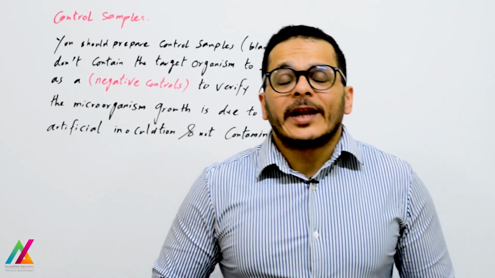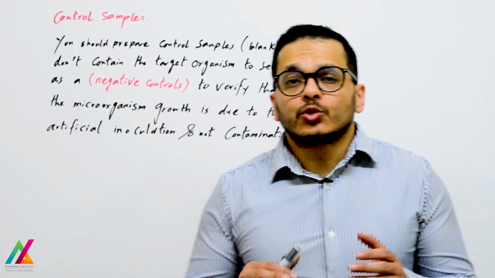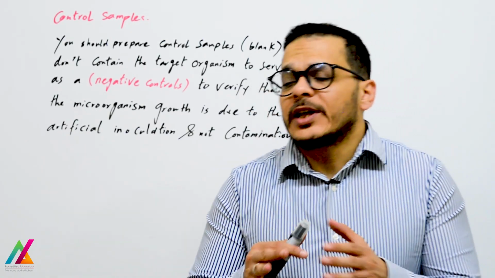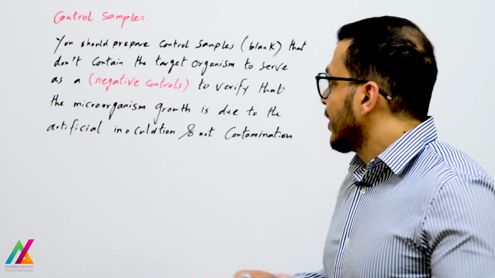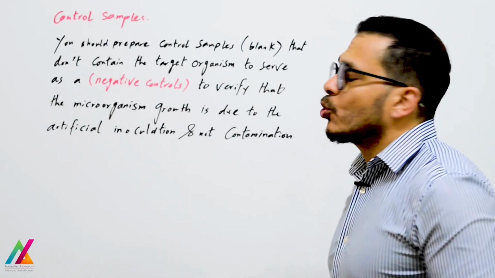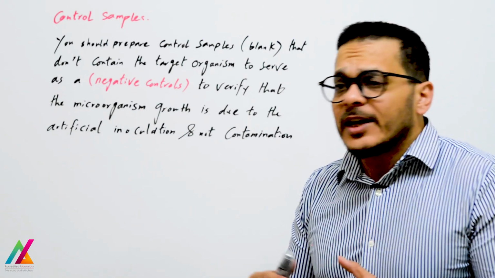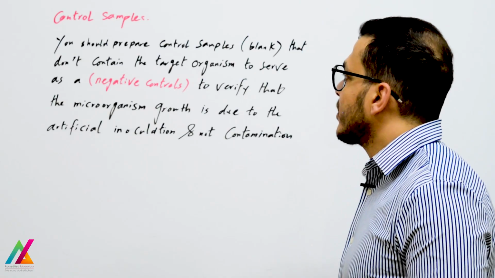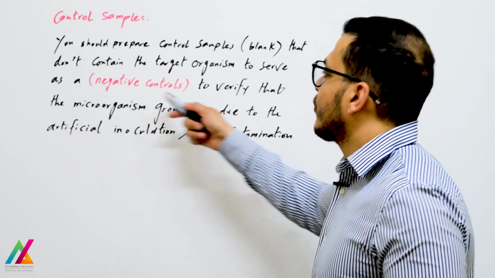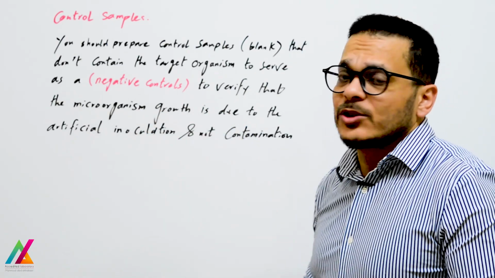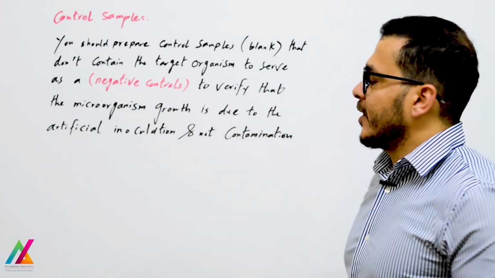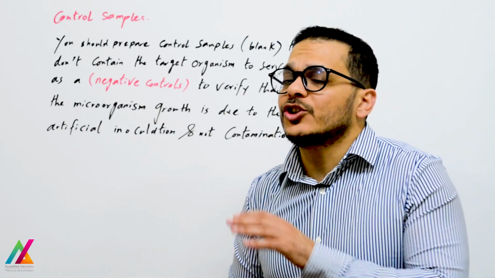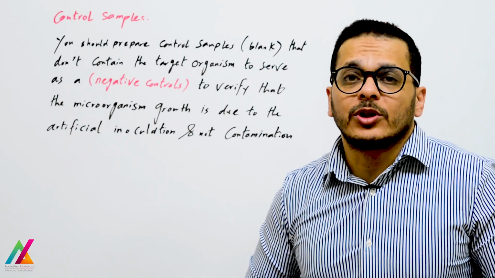And now we will also have control samples, or negative controls, that will be used to ensure that there is no contamination in the analysis. You should prepare blank control samples which don't contain the target organism, to verify that the microorganism growth is due to the artificial inoculation only, not due to contamination.